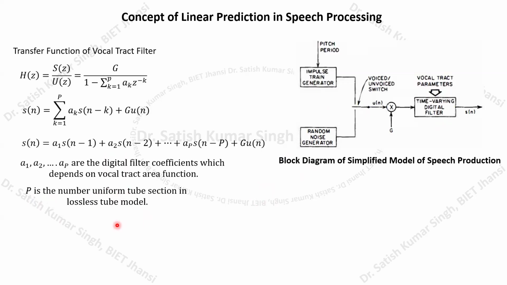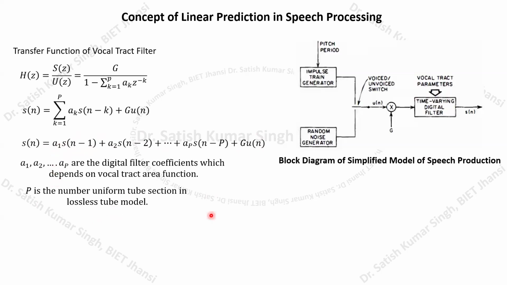Now here you can see that the speech sequence Sn being generated is actually a result of the past sample values multiplied with the filter coefficients A1, A2, up to AP, plus this particular excitation Un. So the problem is how to identify or get these values of A1, A2 up to AP.